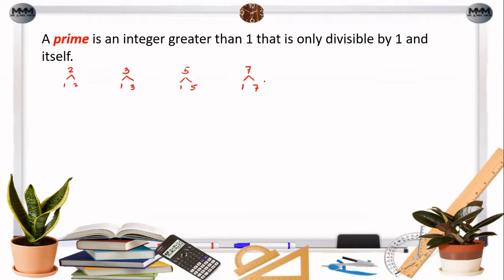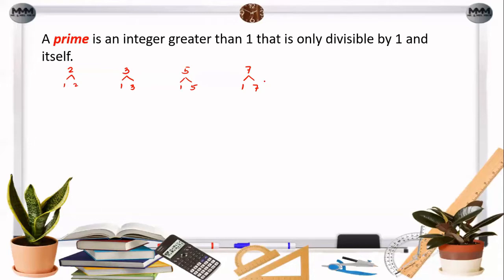Now, what about number 1? Is number 1 a prime number? Notice that from our definition, a prime number is an integer that has two factors, 1 and itself. Now notice that 1 has only one factor, which is itself only. Follow? Hence, we can say that 1 is not a prime number.